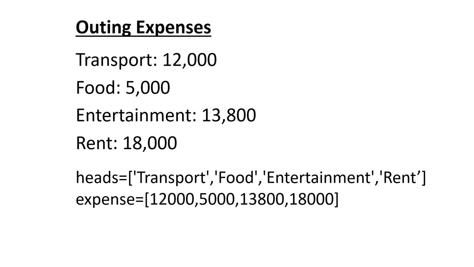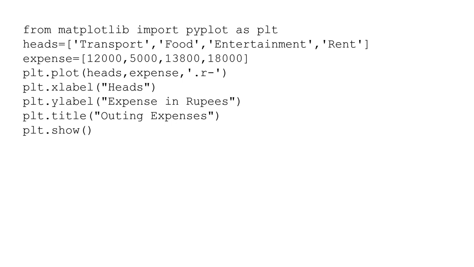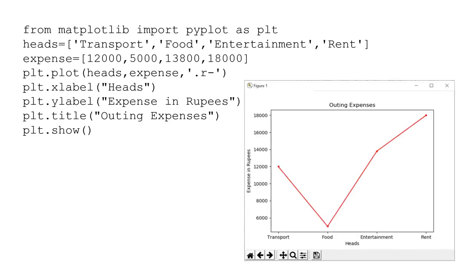Now this data can be represented as a line like this. After importing pyplot and defining the lists, we call the plot function with heads as the first argument and expense as the second argument. Then we define the labels and then we show the chart, and here is the output of the code. Notice the labels along the x-axis.